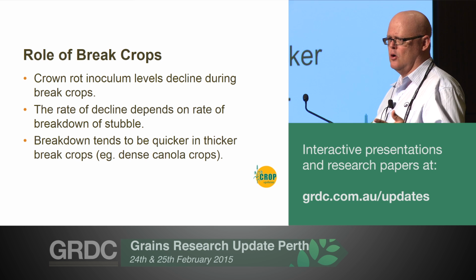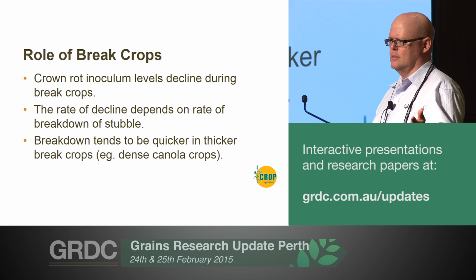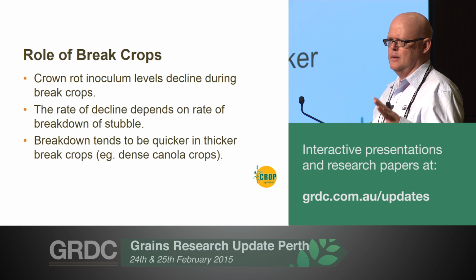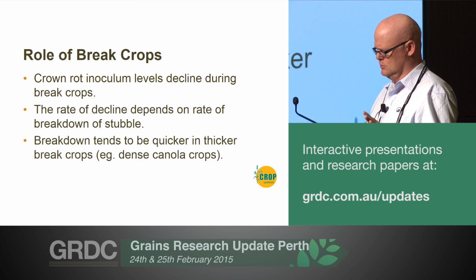So a chickpea crop over east is not a good break crop for breaking down crown rot stubble, because they don't form enough of a canopy. Canola crops have a lot of canopy. But again, the understory has to be wet underneath, because otherwise it just won't break down.